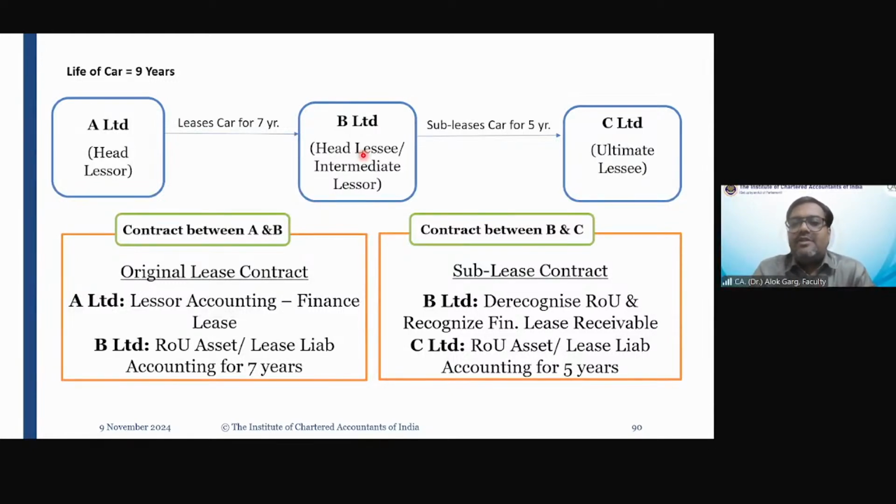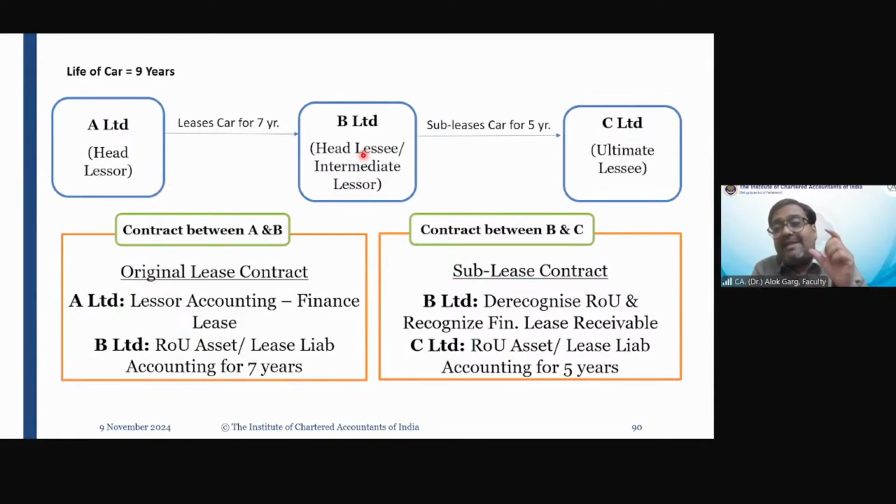Very good. So B will compute what I am going to pay to A for the next 7 years. Present value of lease payment, present value of lease liability will become your right of use asset. So B will pass an accounting entry, right of use asset account debit to lease liability for 7 years. Now B has entered into an agreement with C. Now B becomes intermediate lessor. B subleases the car for 5 years.